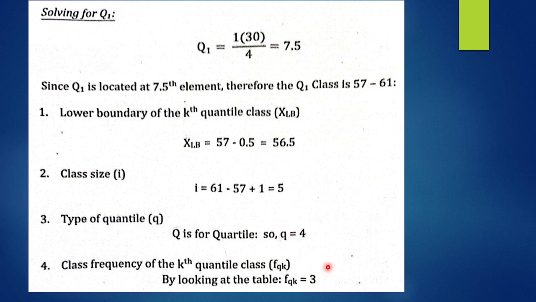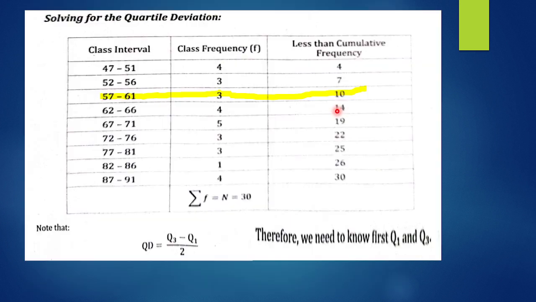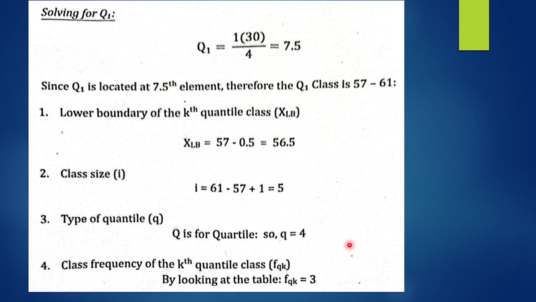Now, next is the class frequency of the kth quantile class. So, by looking at the table, the frequency of the kth quantile class, which is in the Q1, anya atong Q1 class is 5761. The frequency of the quantile class is 3. Check na to, 5761. Okay, good. Kana 3. Okay? Now, we do have the Q, small q. We do have the FQK. We do have the XLB. We do have the I5.